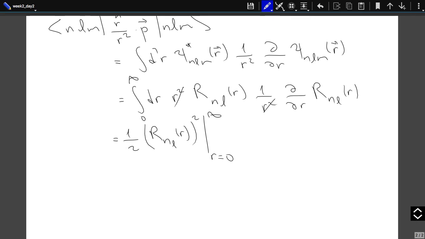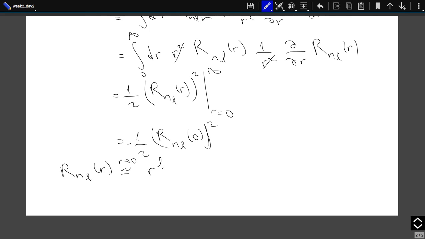Well, at infinity, my wave function is 0 anyway. There is no contribution. There might be a contribution only from r equal to 0. This is the matrix element. Well, we also know one thing. Do you know how the radial function behaves as r goes to 0? Do you remember the asymptotics? This is r to the l.